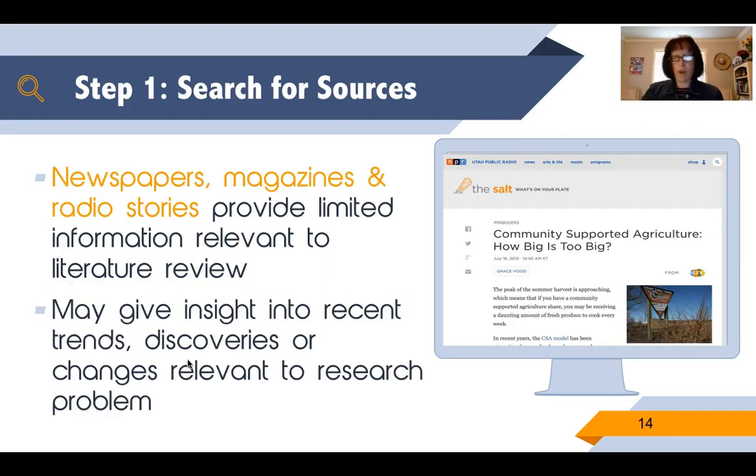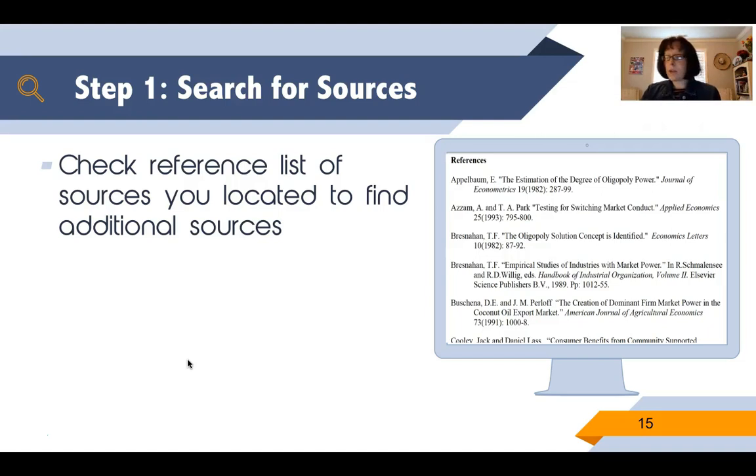I do want to give a word of caution. Newspapers, magazines, and radio stories can provide some limited information relevant to a literature review. And they can give some insight into the recent trends, discoveries, maybe changes that could be relevant to your research problem. And you might be able to cite them in your introduction or perhaps in the significance of why your problem is being studied. But it's not really the most appropriate place to have them in the literature review. They might give you that background you need for chapter 1 to justify why you need to study the topic that you're studying.